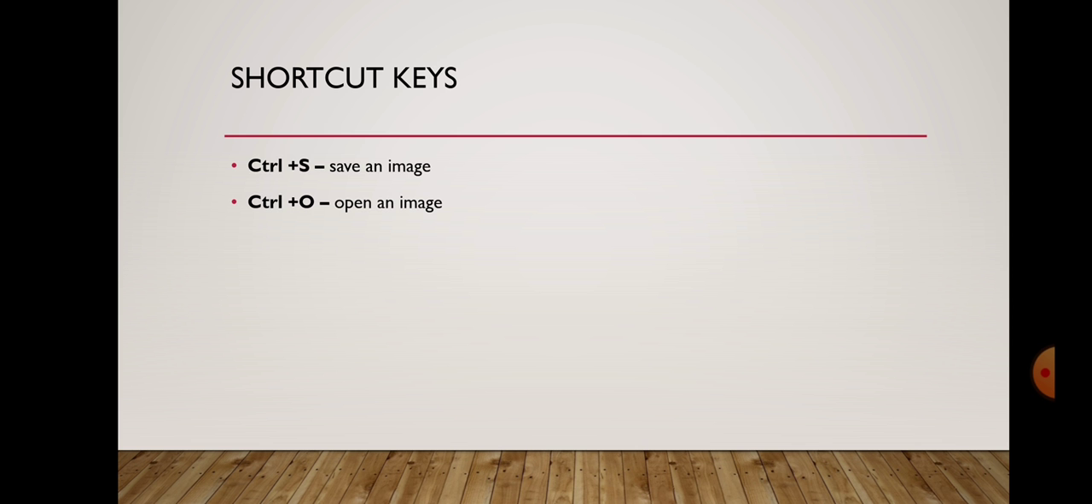So children, now you can see it's very easy to work in Paint, to save it and to open it again. There are some shortcut keys associated with it. Ctrl plus S, if you press these two buttons, then you can save the image. These are the shortcut keys. And for opening, it is Ctrl plus O.